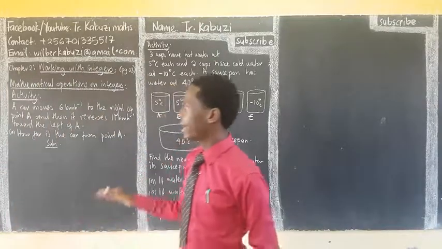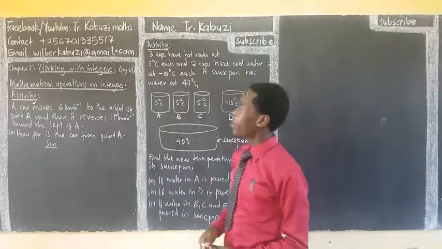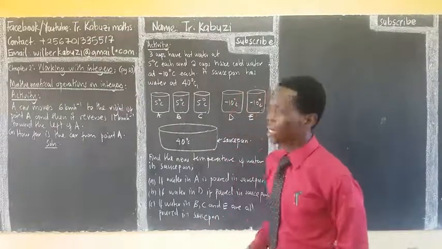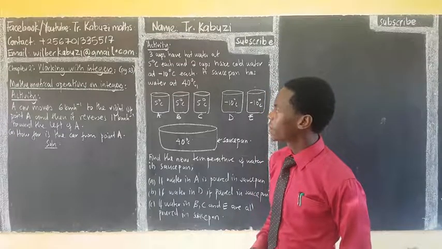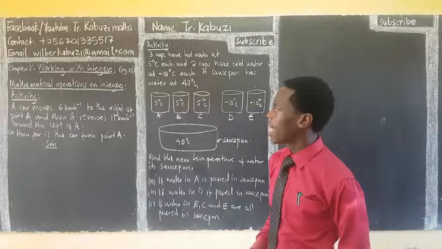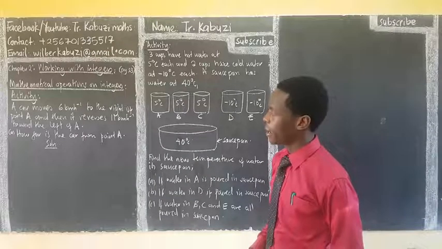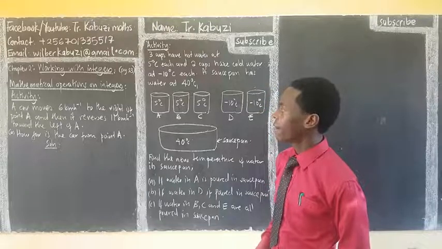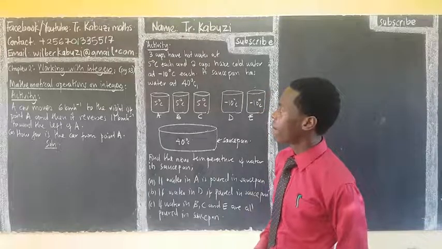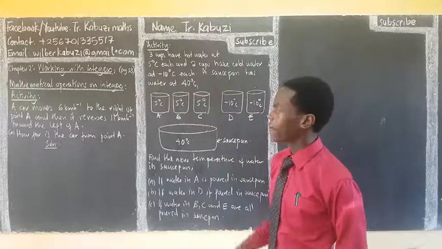Okay, let us see another example here. We are going to see now mathematical operations on integers. A car moves 6 kilometers to the right of point A, and then it reverses 11 kilometers towards the left of A. Find how far the car is from point A. So that's the first part.